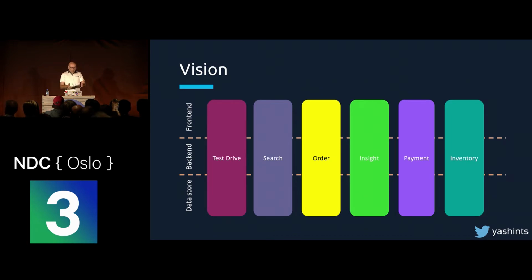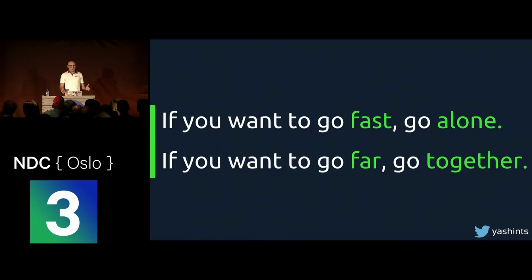Now, why this vision works basically comes down to these two sentences. If you want to go fast, you have to go alone. So every individual team is responsible for that particular feature, which means they can move pretty fast. But if you want to go far, if you want to add more features to the same product, all these teams have to work together. So that's the next bit of the puzzle. Although every team was responsible, all of the teams needed to collaborate together to be able to deliver the same product.